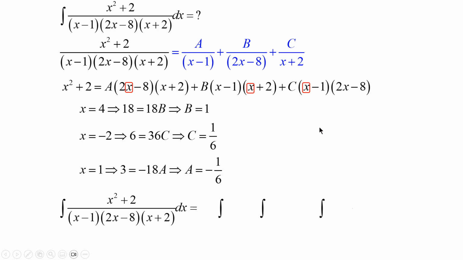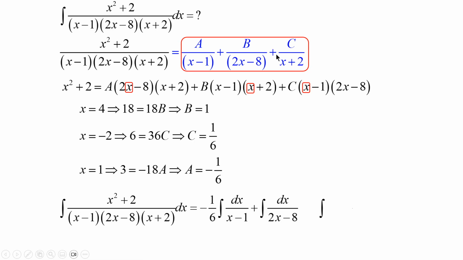So let's clean this up here. Let's pull the factor of A out, negative 1 over 6, and then I've got dx over x minus 1. Factor of B out, which is just a 1, so put a plus there. And then we've got dx over 2x minus 8. And then the factor of C out, which is 1/6. And then what do we have here? We've got the dx over x plus 2. Now let's do each of these.